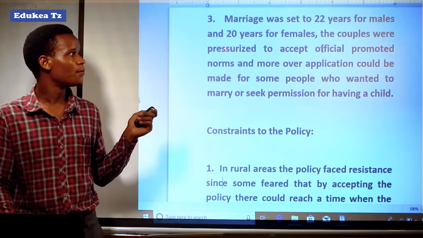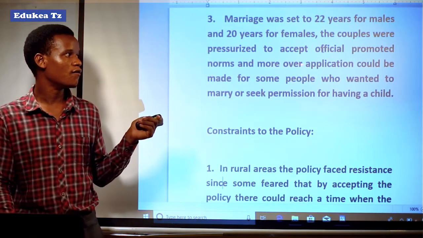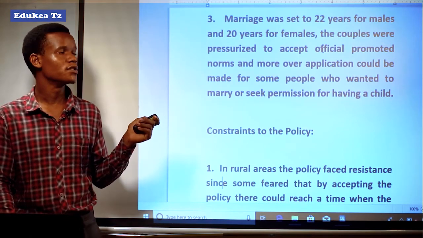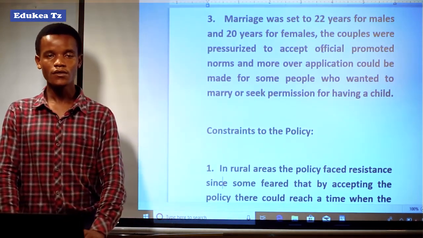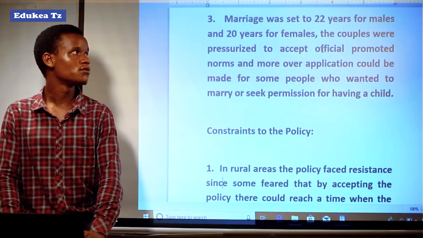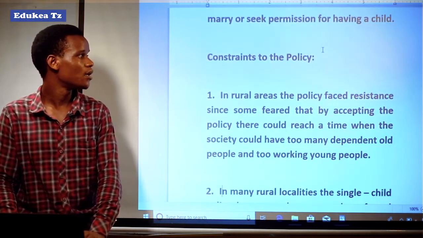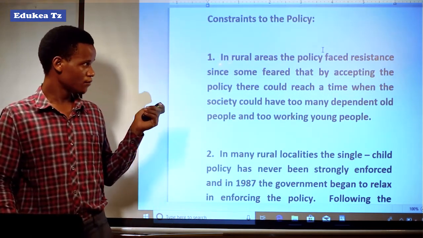The couples were pressured to accept the officially promoted norms, and applications could be made by people who wanted to marry or seek permission to have children. So marriage was also one of the things the government of China thought was better for controlling the population in China. Okay, let us now see what the constraints to the policy were.